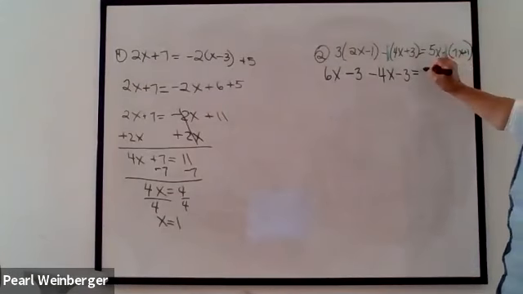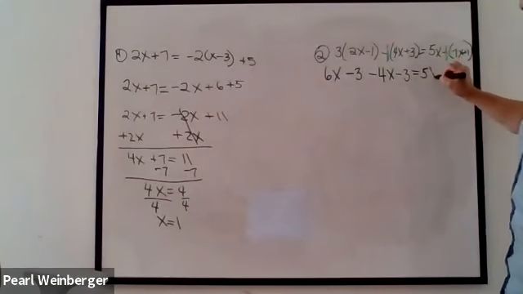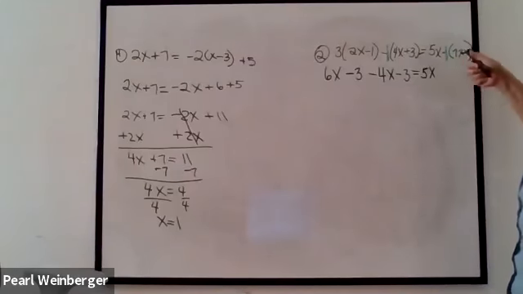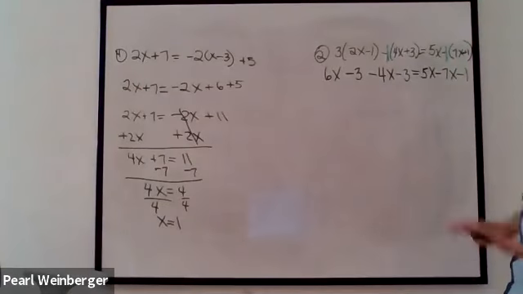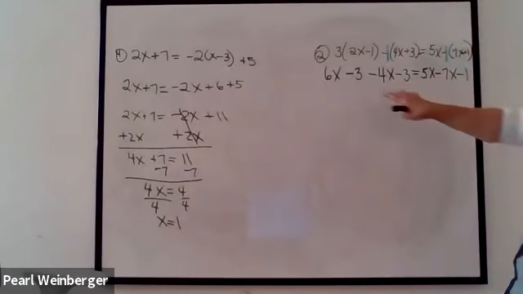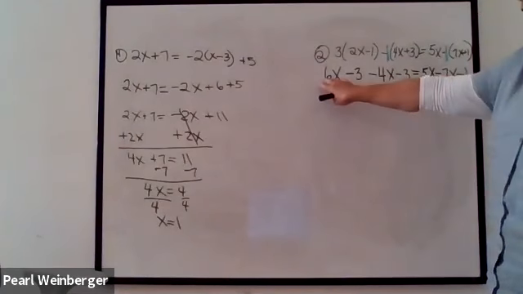The 5x, we're just going to bring down. And again, in this parentheses, we're going to multiply everything by -1. So it's going to be -7x. And this is a +1, so -1 times +1 is -1. So we've removed all our parentheses. Now we're going to combine our like terms.